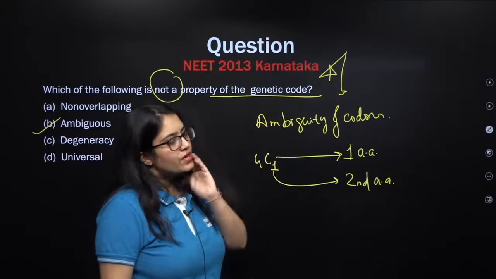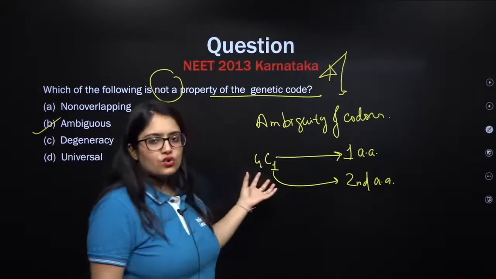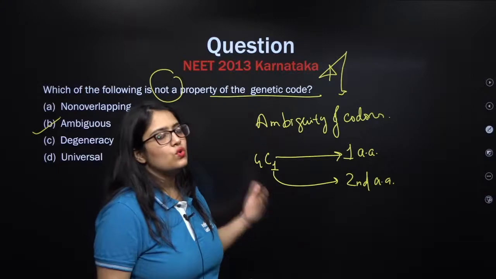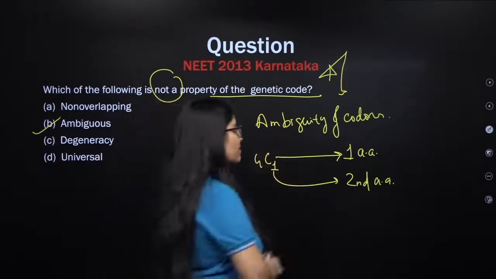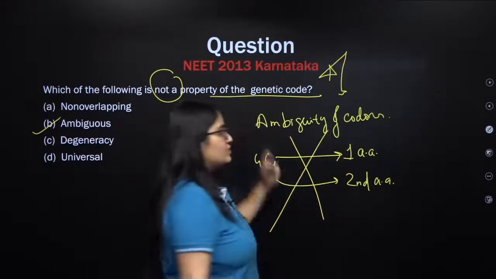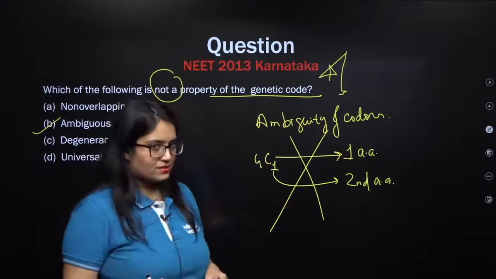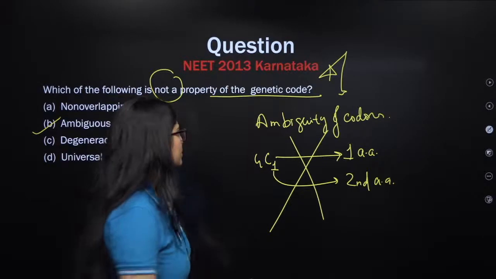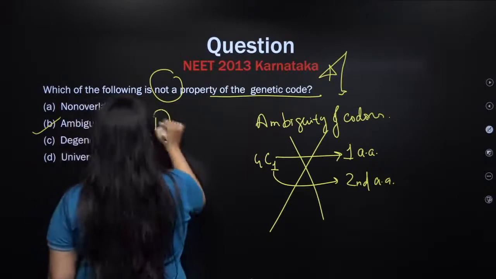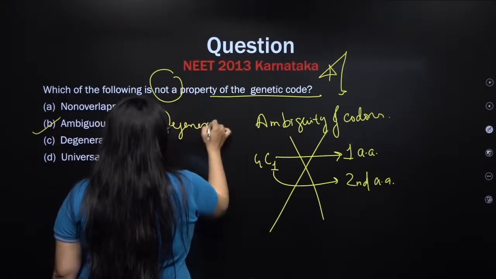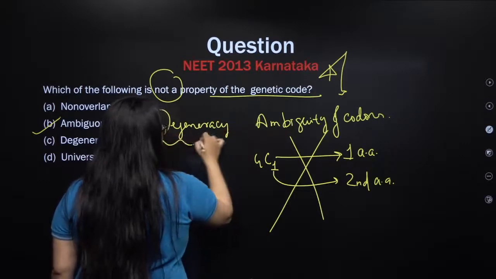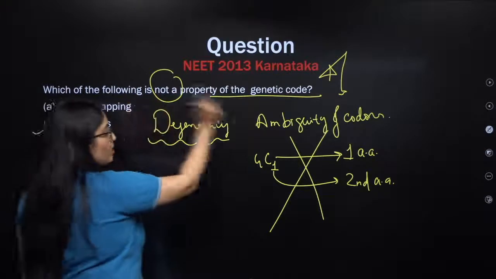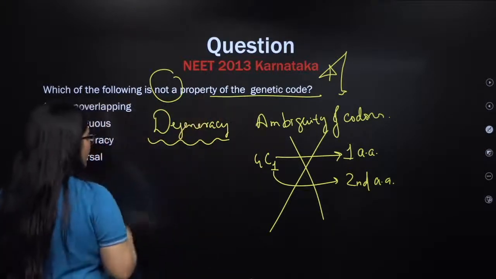So what does ambiguity mean? A single genetic code coding more than one amino acid at a time is known as ambiguity, and this is not something that is seen in genetic code. Genetic codes are not ambiguous, but genetic codes are degenerate. What do I mean by degeneracy? These are the two important terms, my dear students, where students generally get confused: ambiguity and degeneracy. So genetic code is not ambiguous, but it is degenerate.